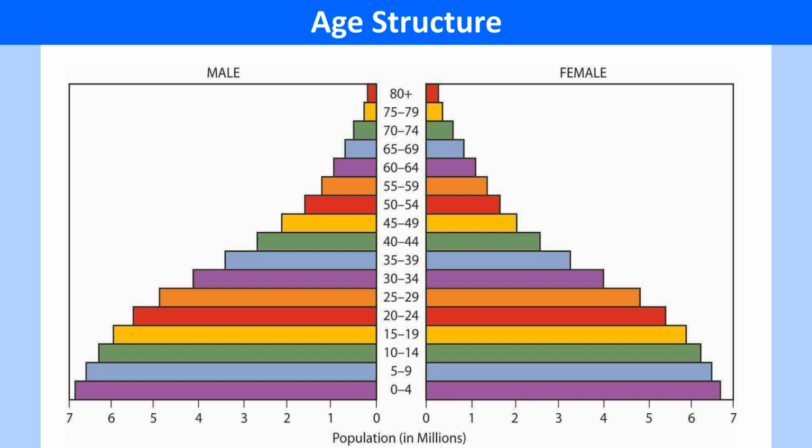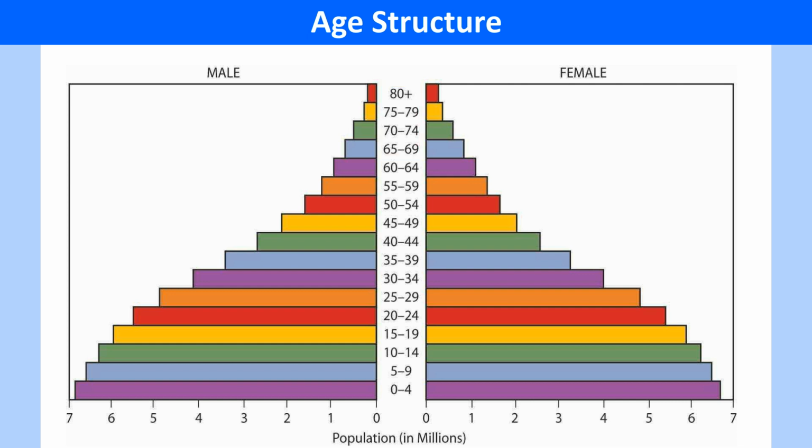The numbers of males and females are shown on the horizontal axis, while the age groups are depicted on the vertical axis. We can call the age group 0 to 14 as young or dependent, 15 to 64 as the adult or working age group, and 65 plus as the older age group, which may again include dependents.